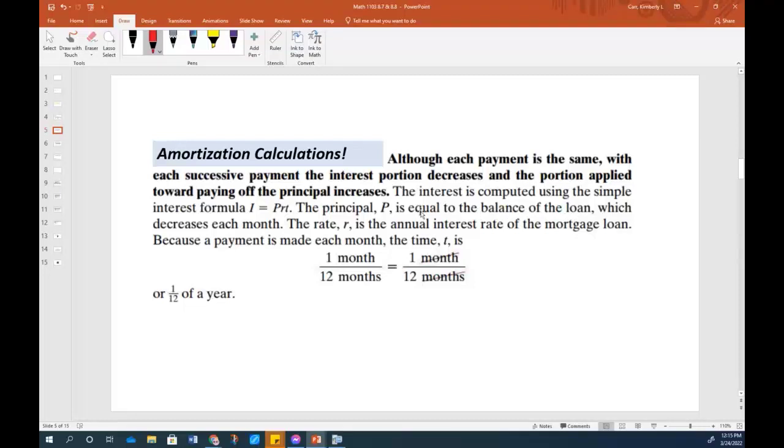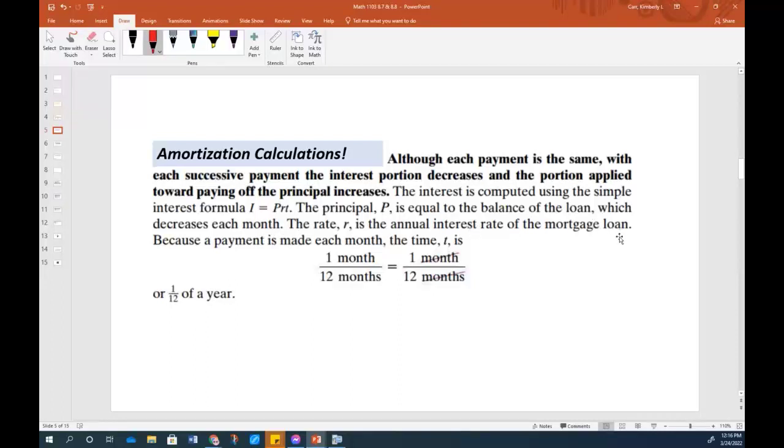Now, when we calculate the interest, we'll just use this simple formula where we do the principal times the rate times T. We're doing this one payment at a time, so the rate and time are going to be the same. That's not going to vary. Principal, though, is the balance of the loan, and that's going to change every single time we make a payment. So it's going to decrease every month.